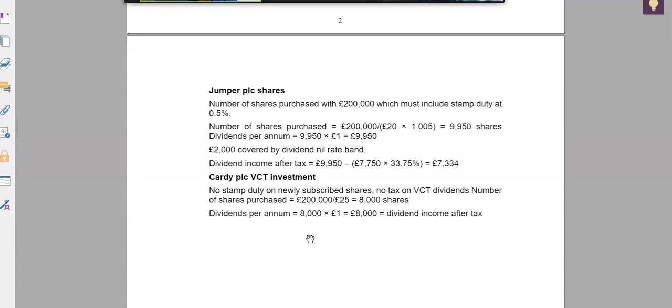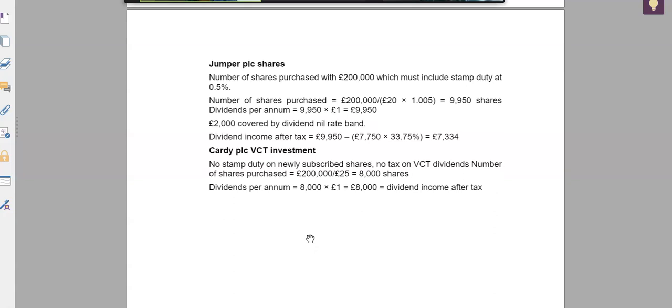So let's say you forgot to mention the stamp duty. That will just be reducing 1 mark from your calculation. The other way marks will be there. Okay. So the after tax dividend income will be what? You will be getting a dividend of 9950, and if you deduct the tax, your after tax income will be 7334. Is it clear?